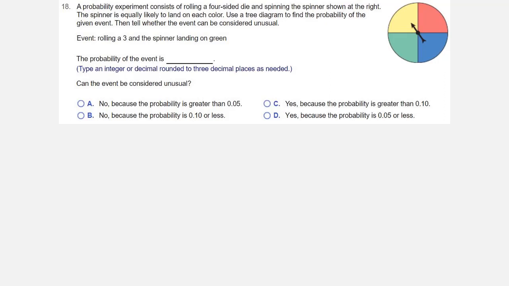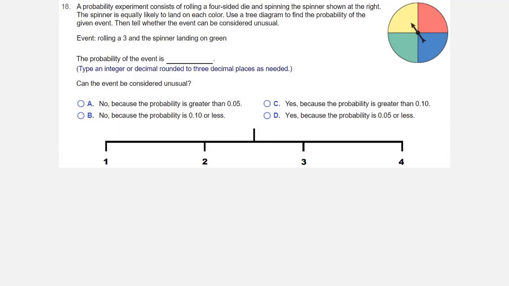There are two actions occurring in this particular probability experiment. We roll a four-sided die, and then we spin the spinner. So our first action is rolling a four-sided die. There are four outcomes to that particular activity, and so we'll draw a tree diagram with four prongs on it to represent each one of those particular outcomes. So either the number 1, 2, 3, or 4 is going to appear on the four-sided die.